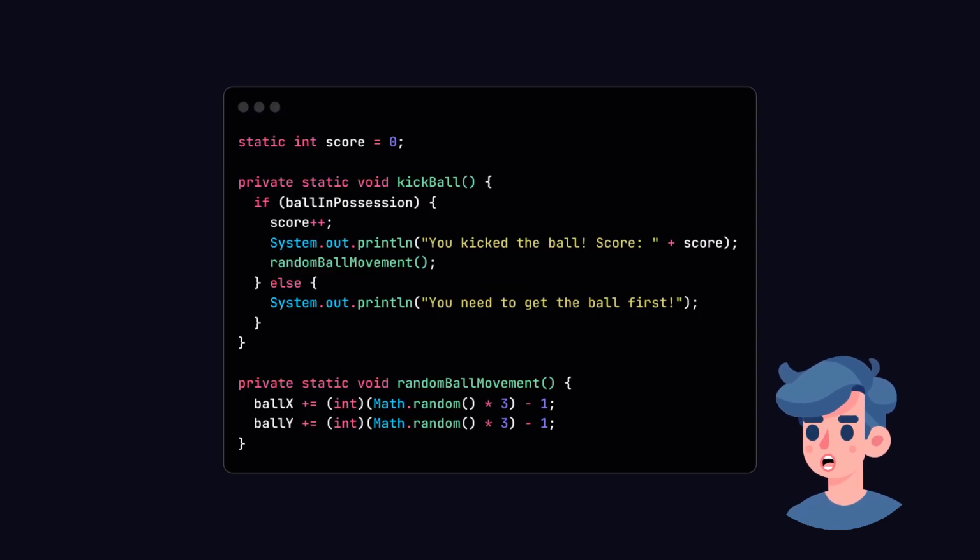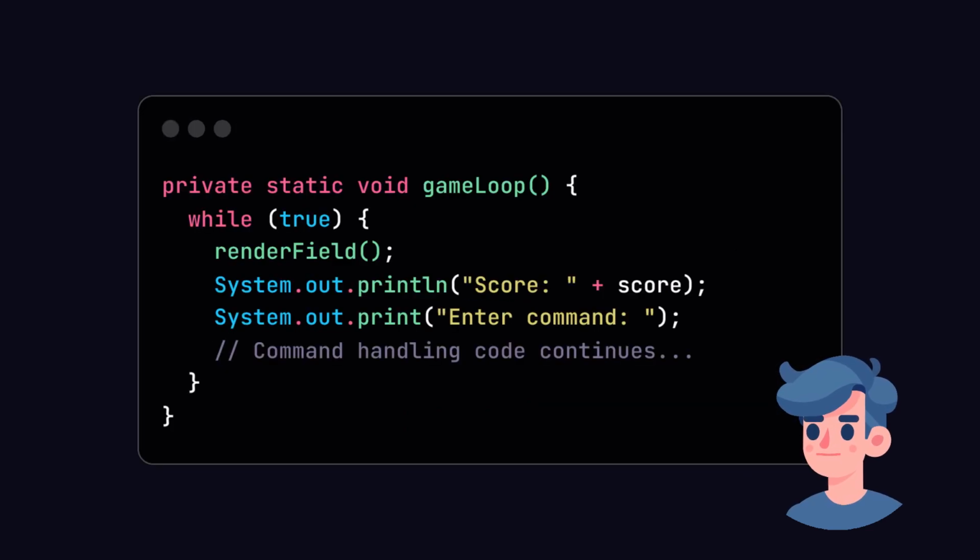Finally, it could be fun to have a scoring system. Let's add a score variable to track how many times the player successfully kicks the ball. Let's print the score in the game loop so that players can always see it.